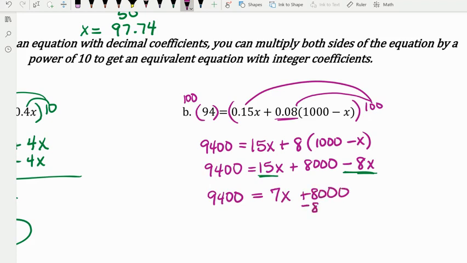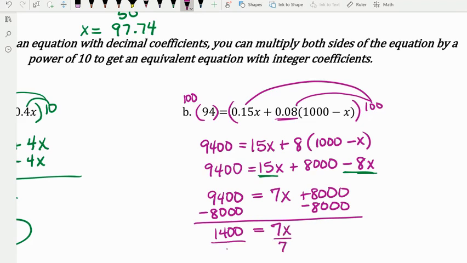Then I'm going to subtract the 8,000 to move it over with its like term on the left side and get 1400 equals 7x. And then I'm going to divide both sides by 7. So we get our x to equal 200.